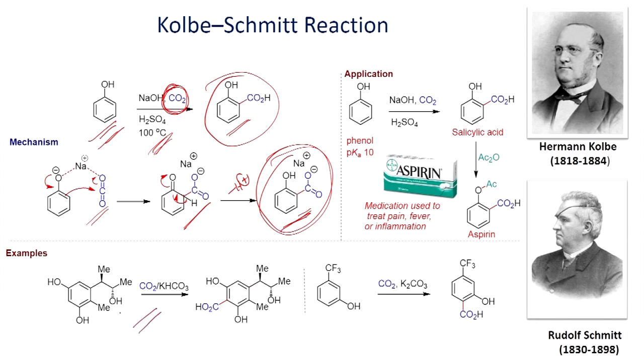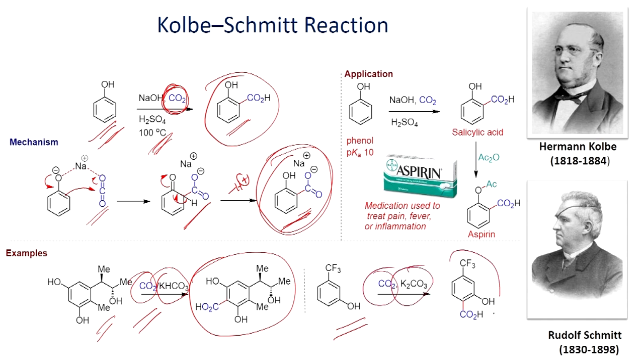Here an example is shown: the reaction of this dihydroxy compound, which can be readily reacted with carbon dioxide in the presence of potassium bicarbonate to give this carboxylic acid compound. Similarly, here the reaction of the phenol derivative with carbon dioxide in the presence of potassium carbonate is shown, and you can introduce a carboxylic acid functional group at this ortho position to give this salicylic acid derivative. And here an example is shown, and as we have just seen, since this proton is acidic enough, in the presence of base you can deprotonate and form the phenoxide, which can readily undergo reaction with carbon dioxide.